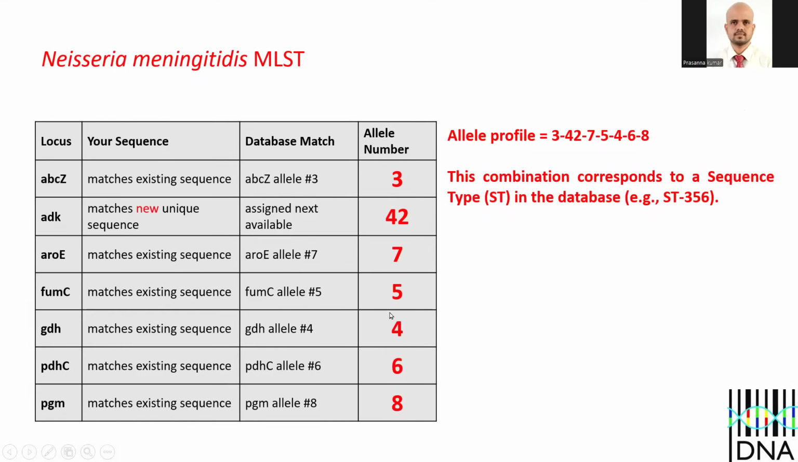If it is one nucleotide different, then we can assign a new allele number, and a new profile is created. This is just to keep track of pathogens. This is very much practiced in clinical settings.